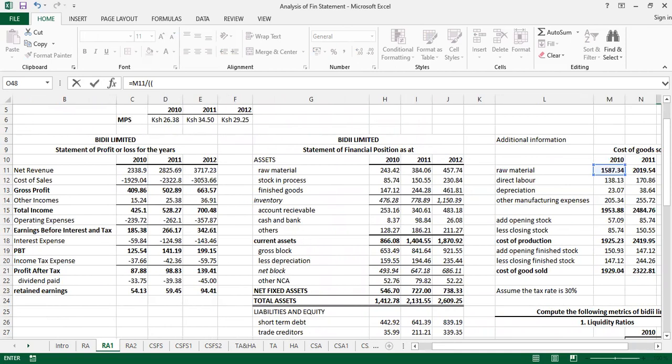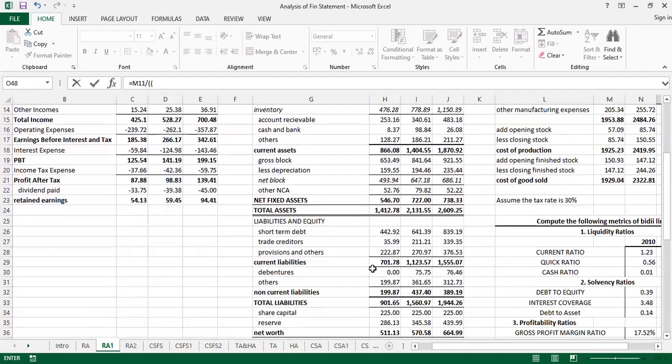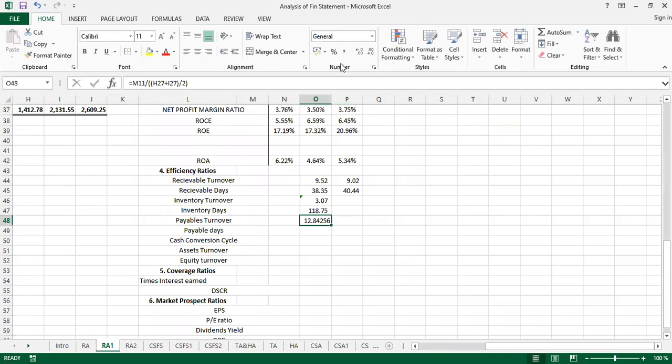What is the accounts payable here? They are the trade creditors, isn't it? So it will be this one, shift plus this one. I close my first one, divide by 2. I close the second one, Control Enter, Control Backspace to jump to the active cell. I do 2. So the payable days equals 365 divided by the turnover, Control Enter.